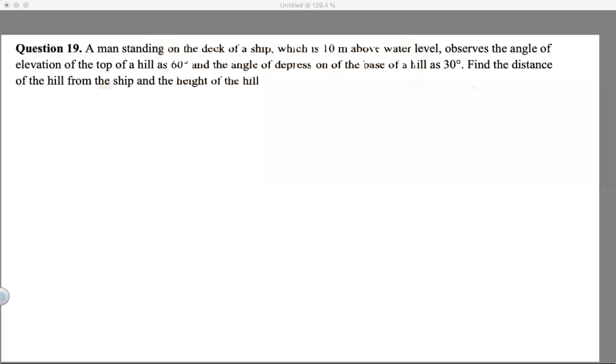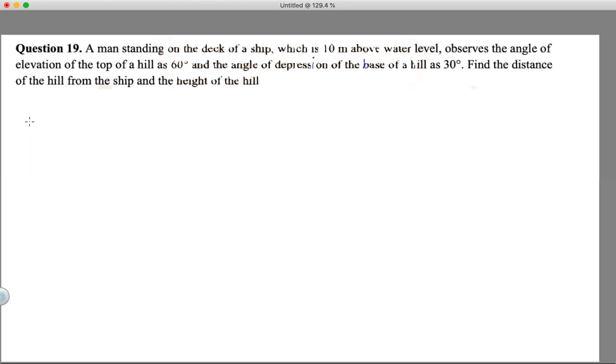Okay, thank you, ma'am. A man is standing on the deck of a ship, which is 10 meters above water level. He observes the angle of elevation of the top of a hill as 60 degrees and the angle of depression of the base of a hill as 30 degrees. The question is not very clear, so I'm reading it, you read it with me. Find the distance of the hill from the ship and the height of the hill.